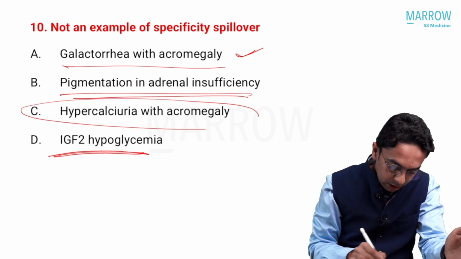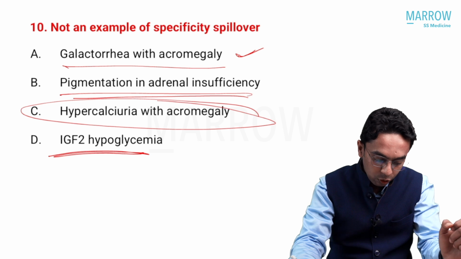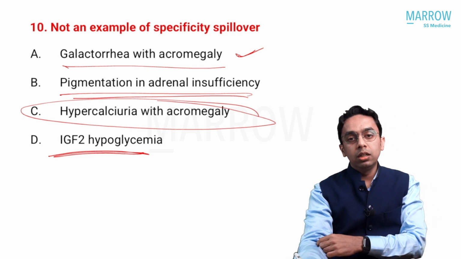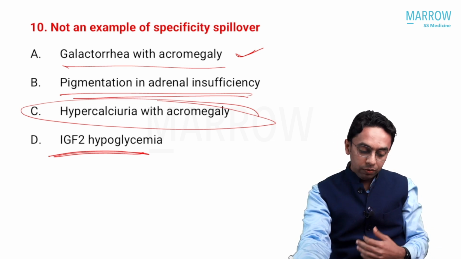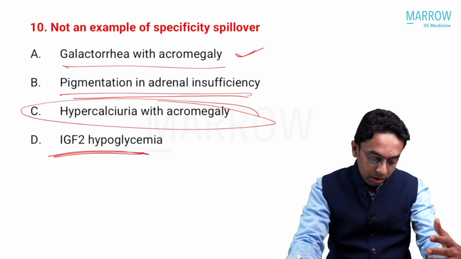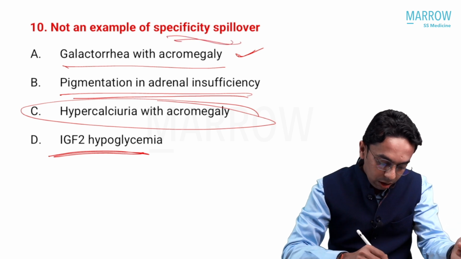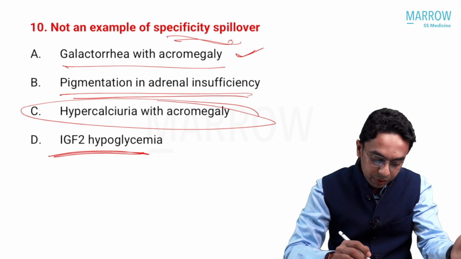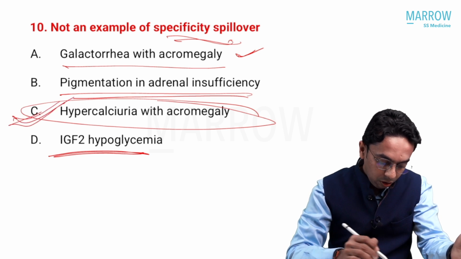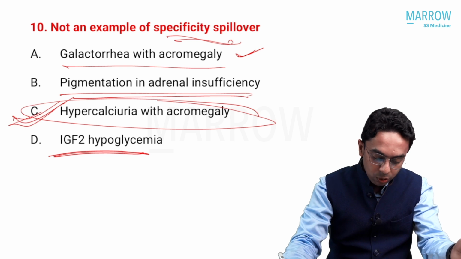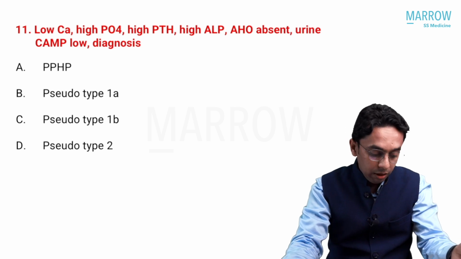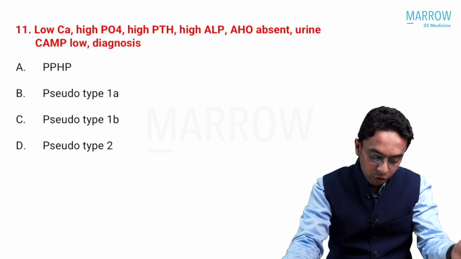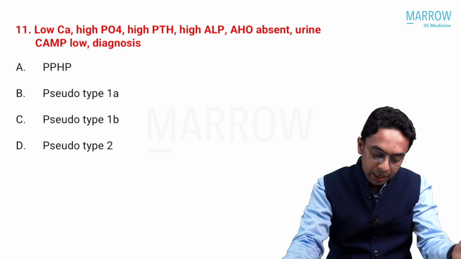So our answer is hypercalciuria with acromegaly. Actually, the mechanism is not absolutely clear as to why there is hypercalciuria with acromegaly. Okay. So our answer for not an example of specificity spillover is option number 3, hypercalciuria with acromegaly.